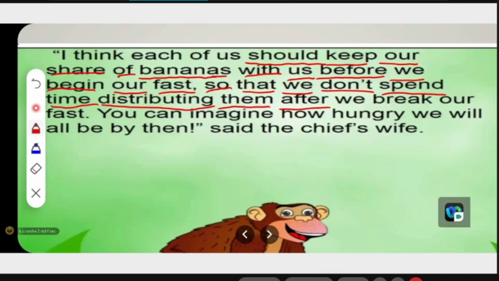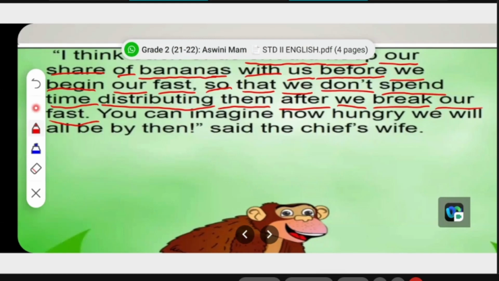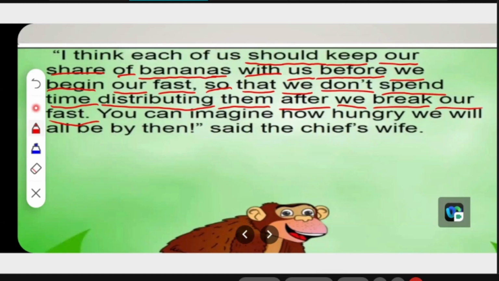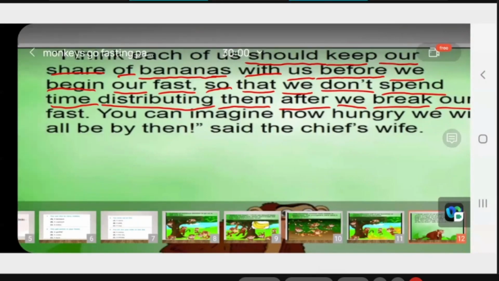A-F-E-E-R. Off. Often. W-E. P-R-E-A-K. Break. Break. O U R. Our. F A S T. Fast. Yes. Yes, ma. Enough.